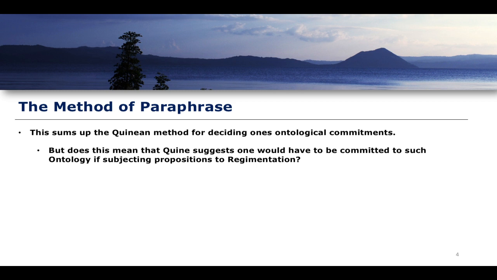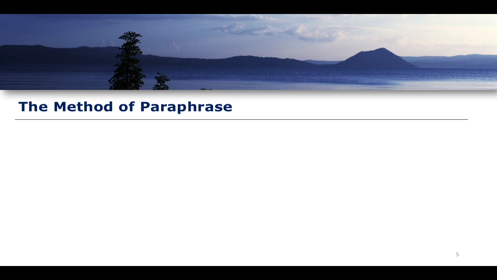And the question we have to think about here is, does this mean that Quine suggests that one would have to be committed to such ontology if subjecting propositions to regimentation? What he does to address this issue is use a zoological example. He uses the following sentence: some zoological species are cross-fertile. This is a sentence that has a truth value, and so you would be perfectly reasonable and correct to assign truth value to it and to commit yourself ontologically to the truth of this sentence.